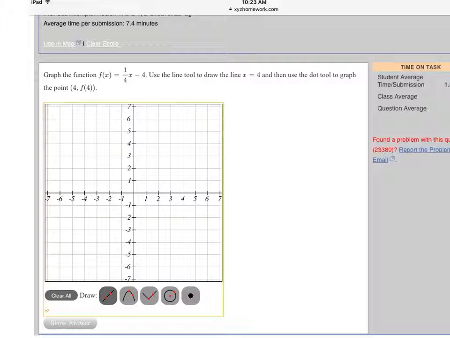So this is Math 85, section 2.3, number 7. And this question asks us to graph the function f of x equals 1/4 x minus 4. Use the line tool to draw the line x equals 4. And then use the dot tool to graph the point 4 and f of 4.